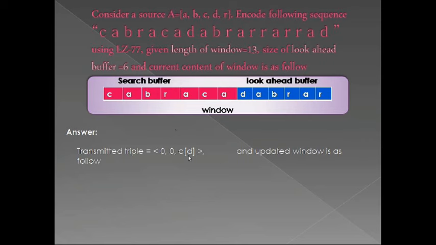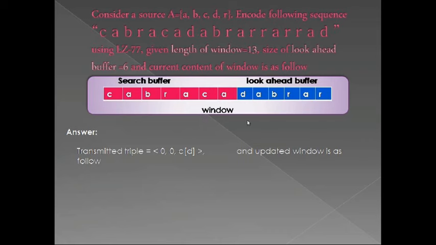Now we have to update this window, but before updating the window, we have to make sure how many alphabets we have encoded successfully. So we get the number of alphabets that are encoded from this triple. So this is 0, length of match is 0, and the code word of D. It means that only one alphabet is encoded here. Therefore this window will move to the right by only one place, and the updated window will look like this.